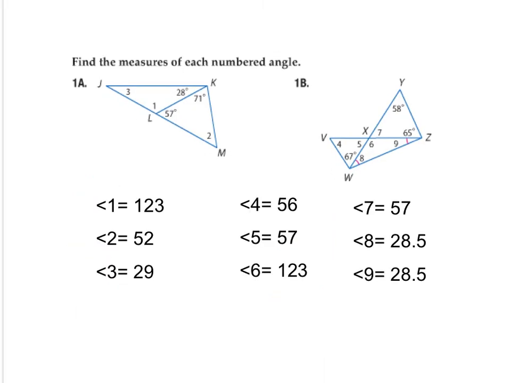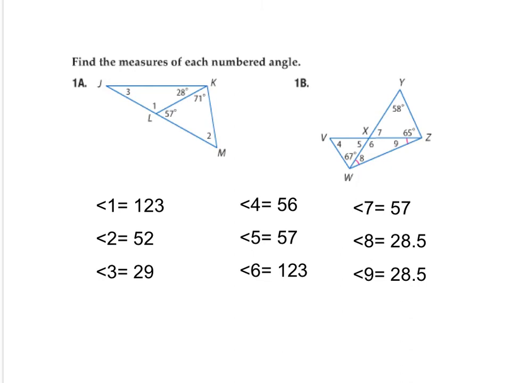Okay, in the first triangle, we found that the measure of angle 2 is 52, and we found that because these three angles right here add up to 180. We could then find the measure of angle 1 because the measure of angle 1 is equal to 71 plus the measure of angle 2, which was 52. And then we can find the measure of angle 3 because angle K here, which is 28, and the measure of angle 3 are going to add up to 180.